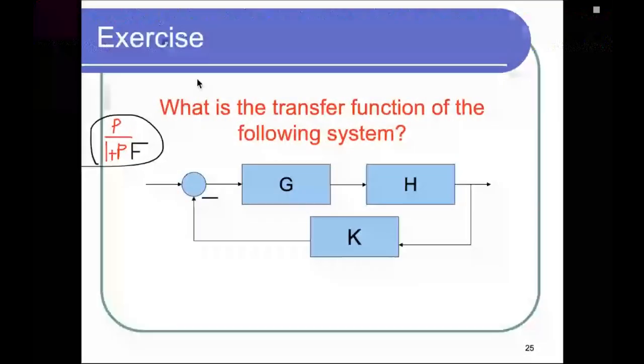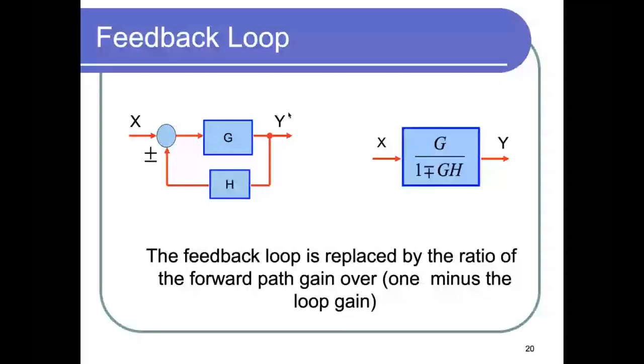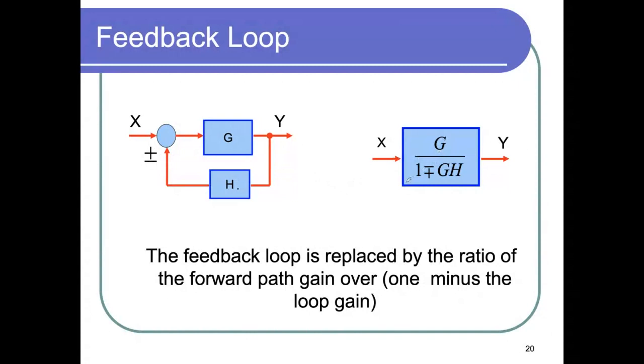So can you calculate the transfer function for the following subsystem? Let me give you a small exercise. So this is the feedback rule. The feedback rule is the forward path gain over 1 plus the forward path gain.